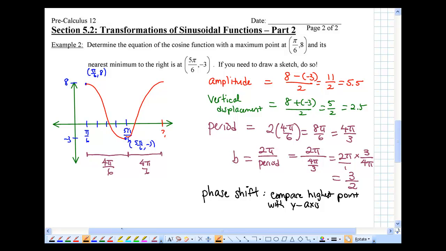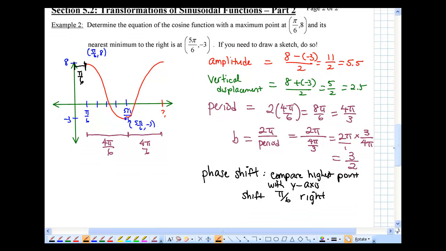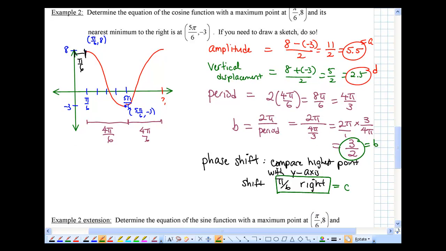In this case, it looks like I've shifted the graph pi over 6 from the y-axis. So it looks like it's a shift pi over 6 to the right. And I think now I have everything in place. I've got my amplitude, which is A. Got my vertical displacement, which is D. Got my B value here. And now I have my C value here. It's time to write the equation.